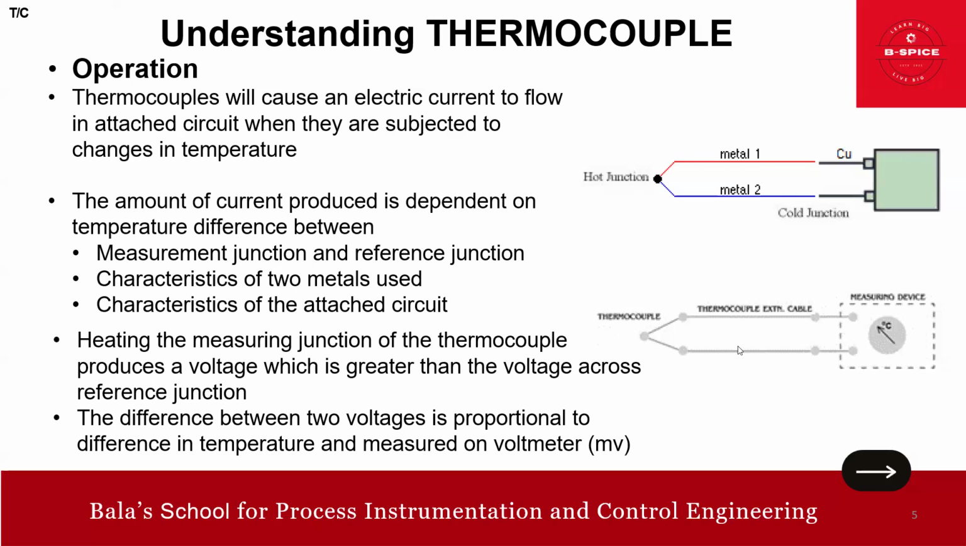Heating the measuring junction, that is the hot junction of a thermocouple, produces a voltage which is greater than the voltage across the reference junction. The difference between the two voltages is proportional to the difference in temperature and is measured in a voltmeter as a millivolt. Is it right? Clear, friends?